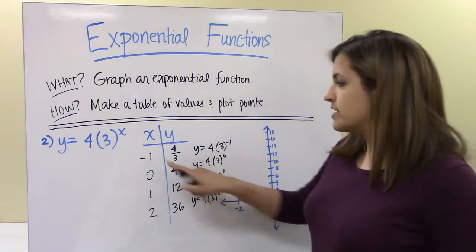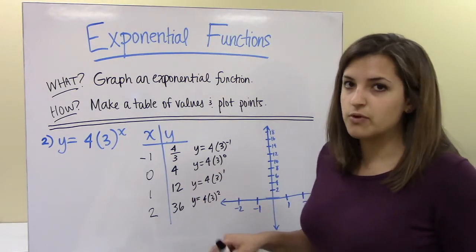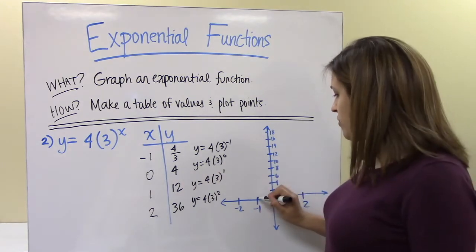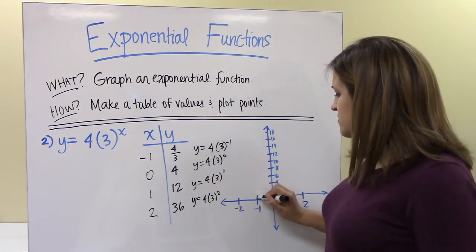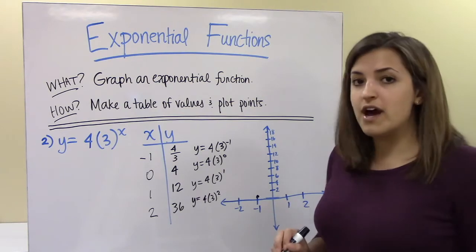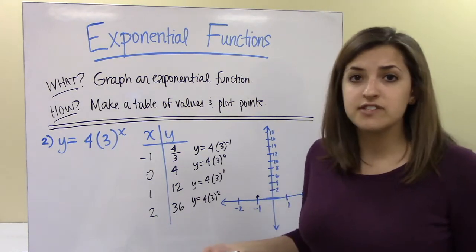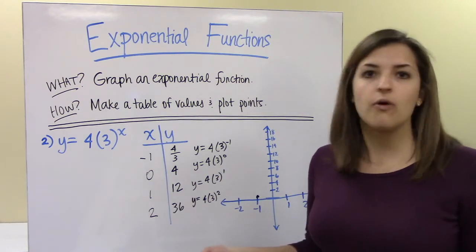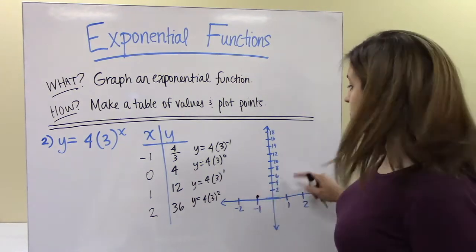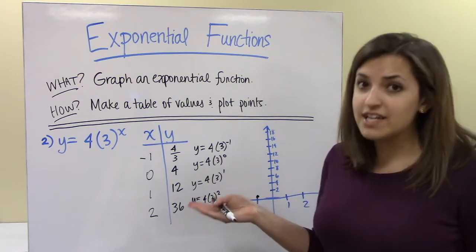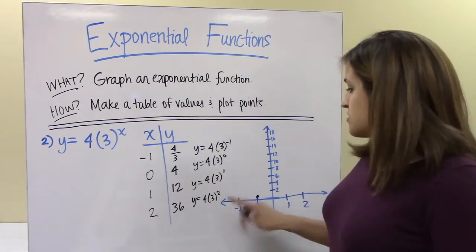So we have 1 point, -1 and 4/3. 4/3 is about 1.3. So -1, 1.3. And if you'll notice, I counted my y-axis here by 2's because exponential functions get really big really fast. They grow exponentially. So we're going to need a lot of terms on here. And we might not even be able to fit them all. So we plotted 1 point.